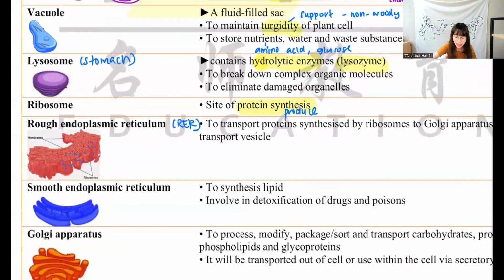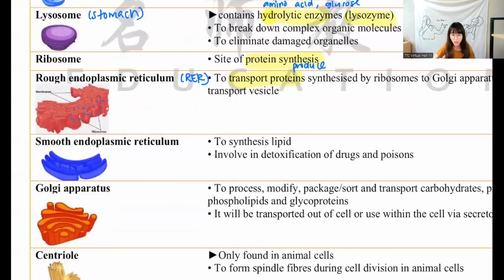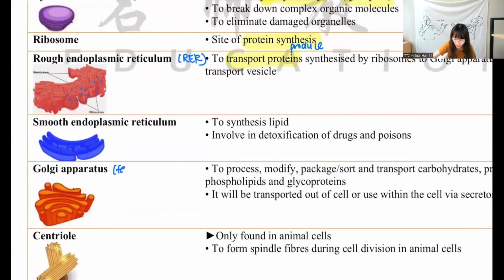The function is used to synthesize or transport synthesized protein. They will transfer protein to where? They will transfer protein to the Golgi apparatus. Golgi apparatus is like a factory. Okay, they are similar to a factory.